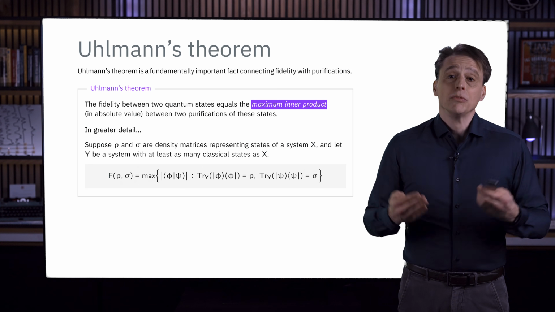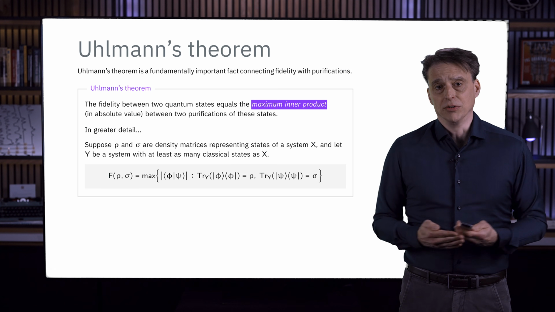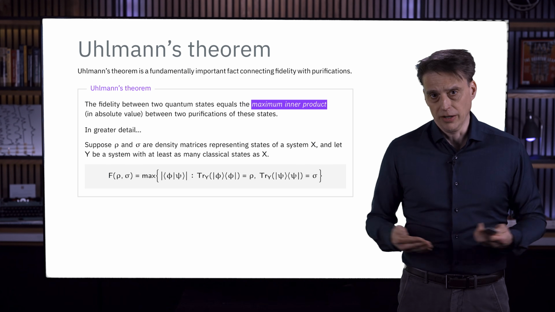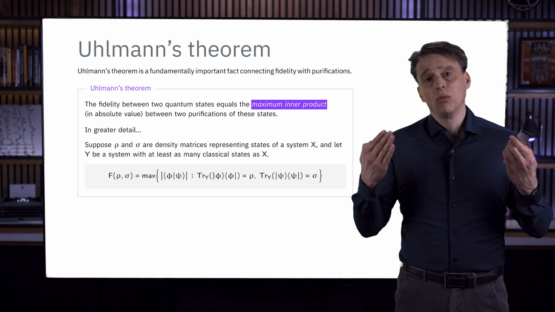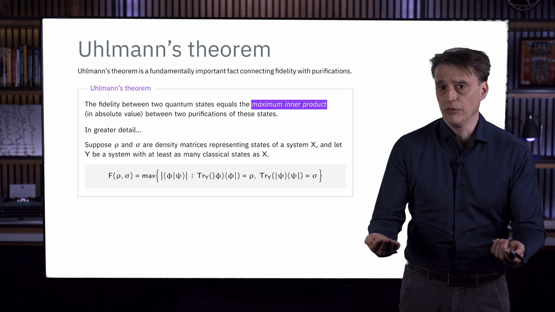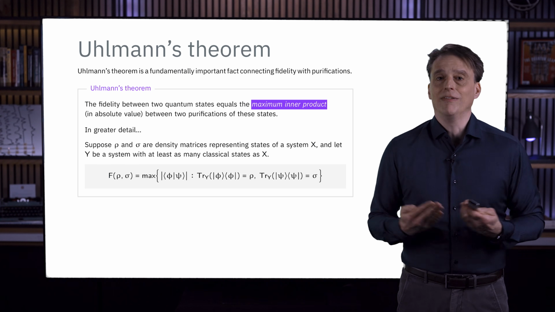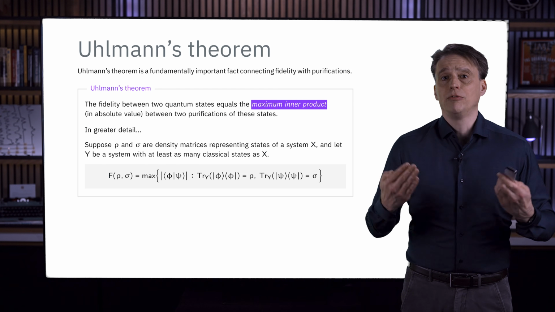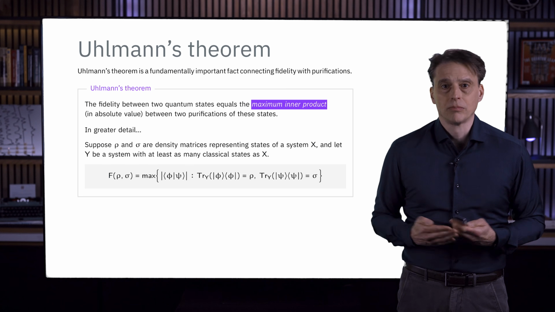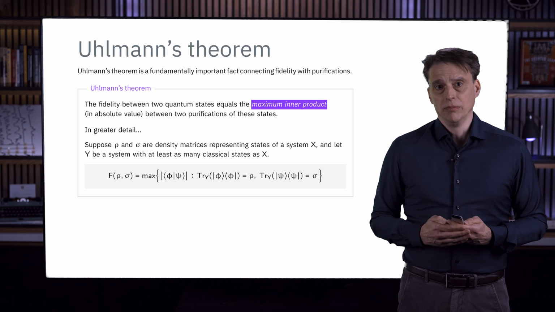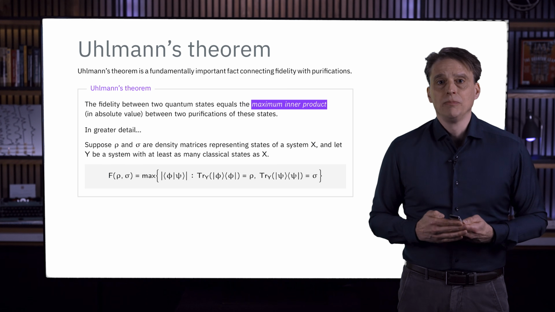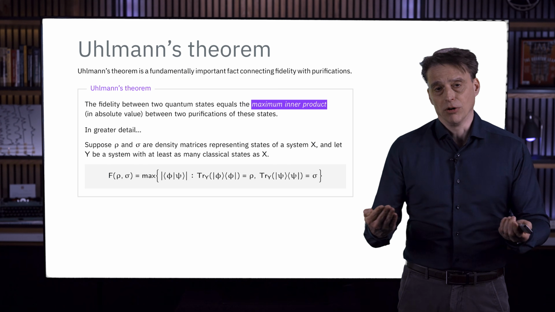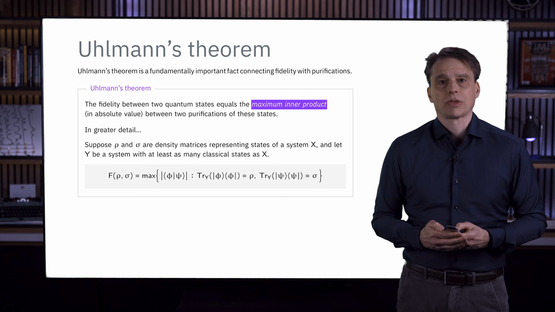In a bit more detail, suppose that rho and sigma are density matrices for some system X, and suppose that Y is a system that has at least as many classical states as X, and therefore we're guaranteed that both of these states have purifications that are quantum state vectors of XY. We can then express the implication of the theorem in the form of the equation shown on the screen. The fidelity between rho and sigma is equal to the maximum absolute value of the inner product between phi and psi, ranging over all phi and psi that purify rho and sigma respectively.